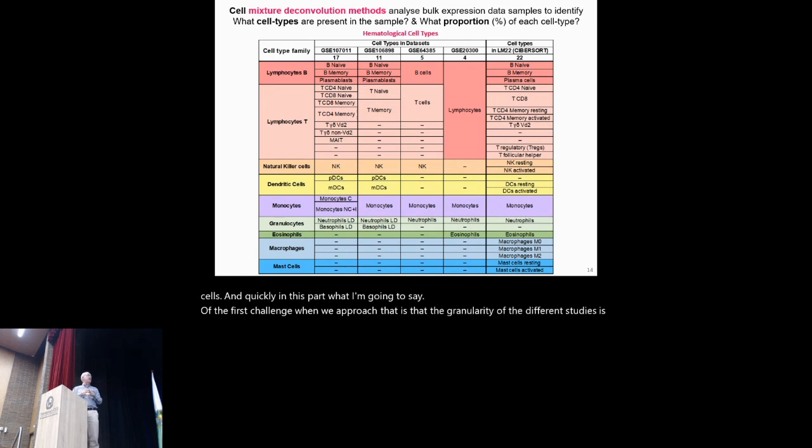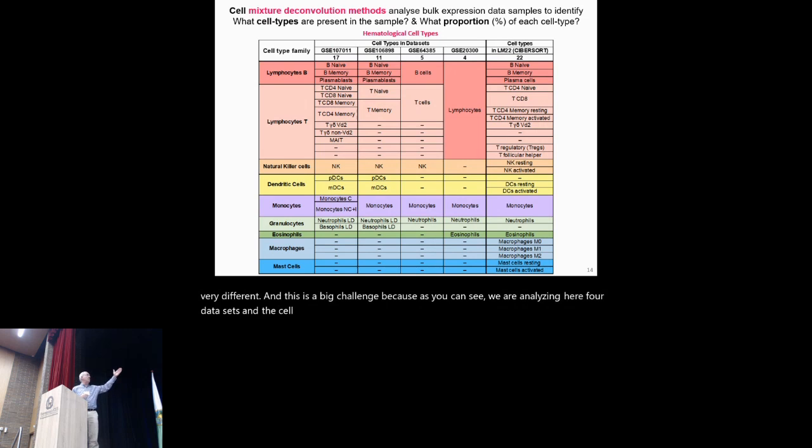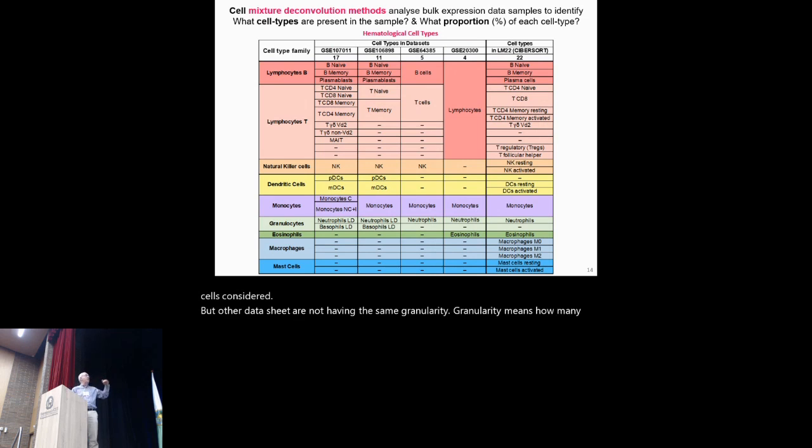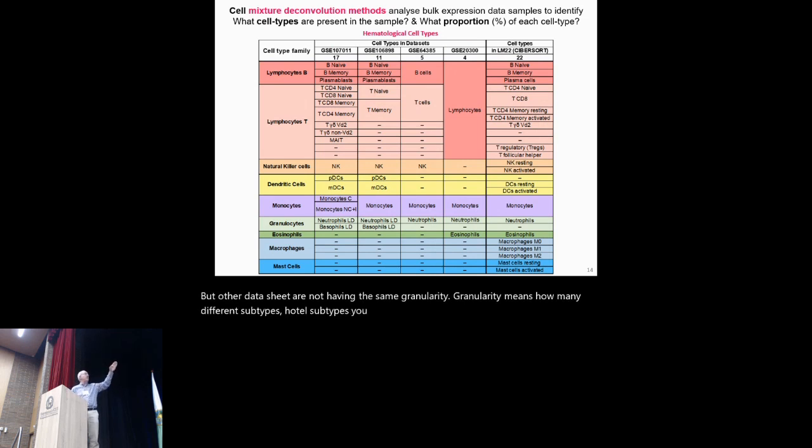And this is a big challenge, because as you can see, we are analyzing here 4 data sets, and the cell granularity, for example, for lymphocytes T cells, if we are considering the first data set, has got 17 different cell types, and of T cells, there are 7 different T cells considered, but other data sets are not having the same granularity. Granularity means how many different subtypes or cell subtypes you are distinguishing, 17 or 11 or 5 or 4.